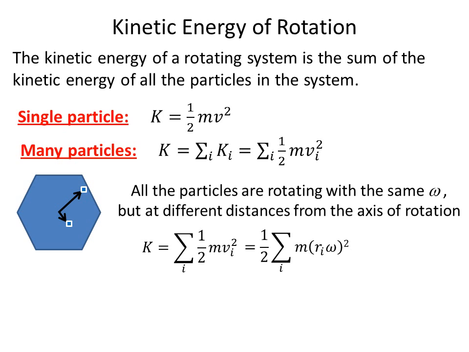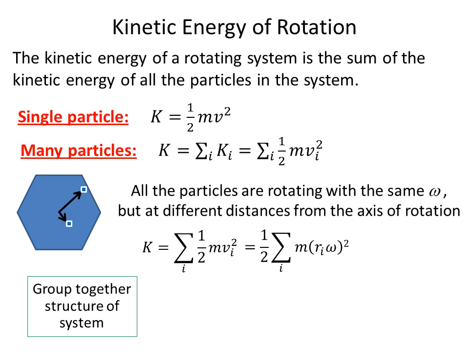And we rewrite the velocity of each particle in terms of its angular velocity by multiplying omega times the distance from the axis. So we have 1/2 times the sum of the mass of a particle times the square of the distance from the axis times the angular velocity. It's convenient to group together the structure of the system in this equation, the parts due to the mass and the distance from the axis. So we rewrite this kinetic energy as 1/2 times the thing in the square brackets, which is the sum of the mass times the distance squared from the axis, times the angular velocity squared.